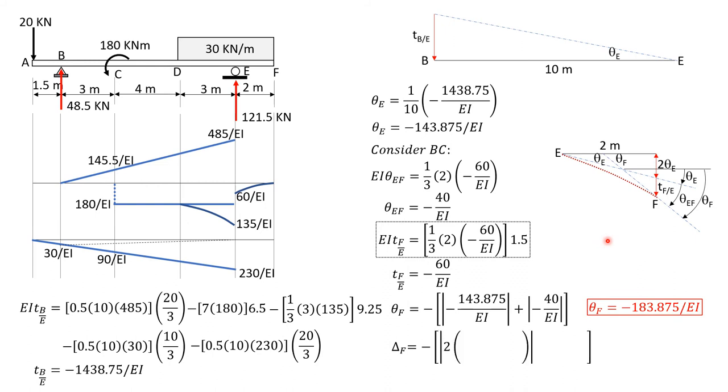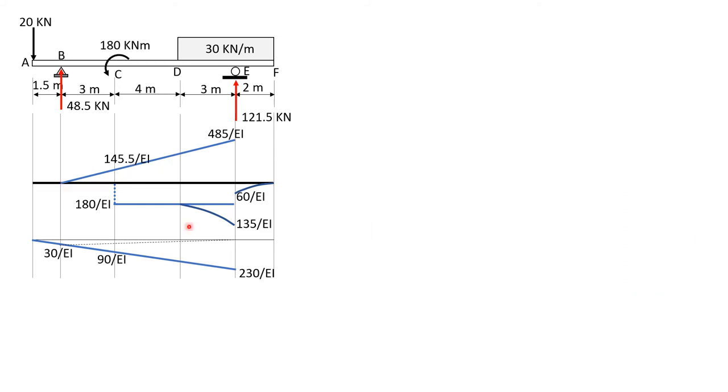Then likewise, delta F is equal to the negative of absolute value of 2 theta E plus absolute value of the deviation of F relative to E. So delta F is negative 347.75 over EI, which is the same as the answer to the preceding double integration method. So that's it. So let's have the third method, which is the conjugate beam method. So solution by conjugate beam method.